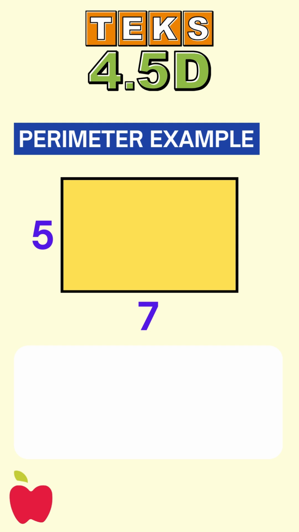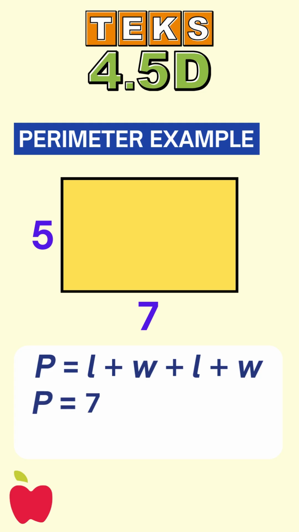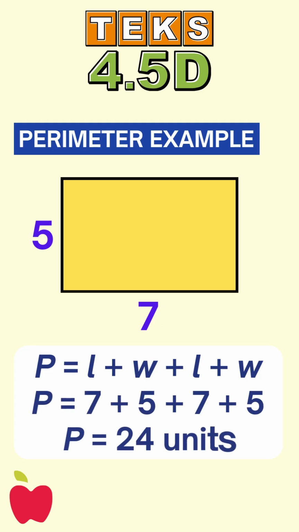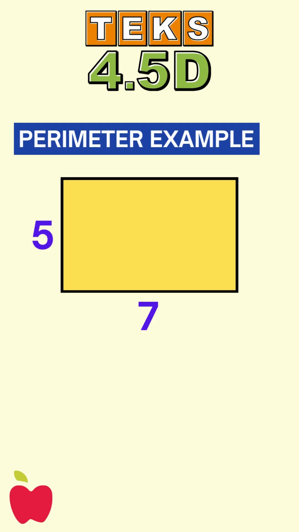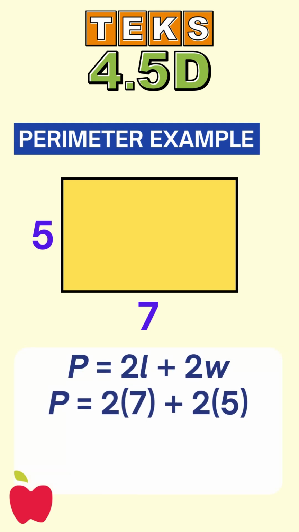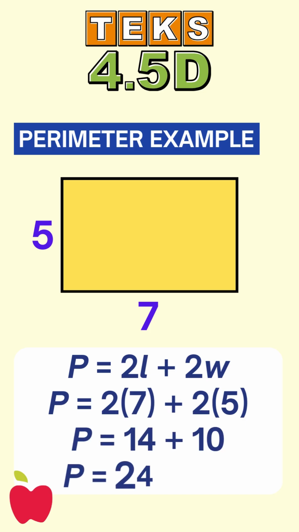Now, let's calculate the perimeter using both formulas. Using the first formula, perimeter equals 7 plus 5 plus 7 plus 5 equals 24. So, the perimeter of the rectangle is 24 units. Using the second formula, perimeter equals 2 times 7 plus 2 times 5 equals 14 plus 10 equals 24. So, the perimeter of the rectangle is 24 units as well.